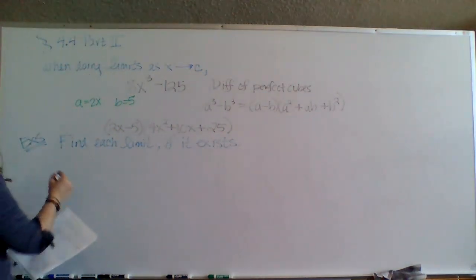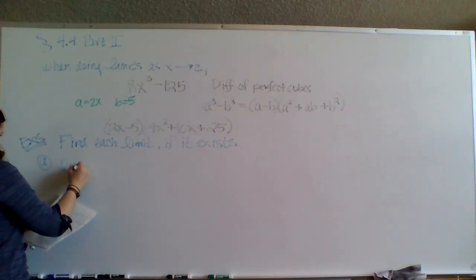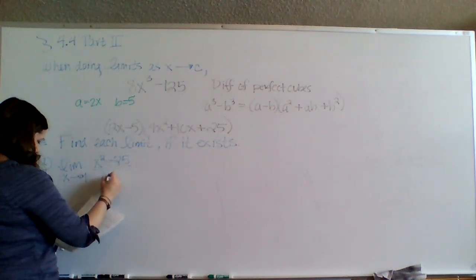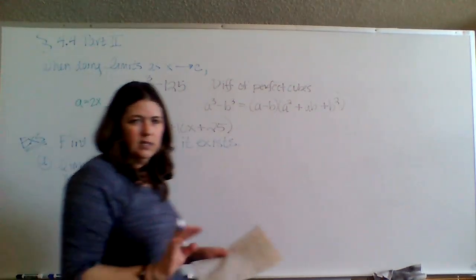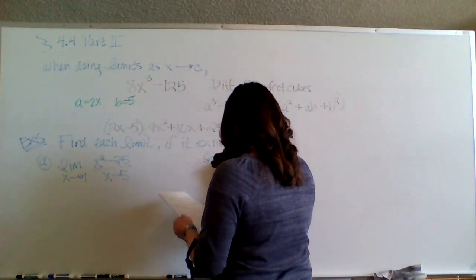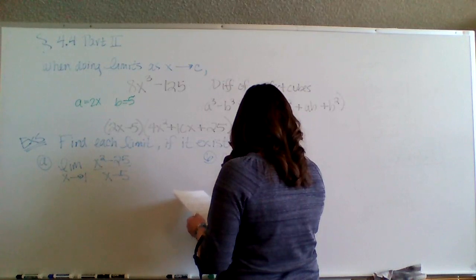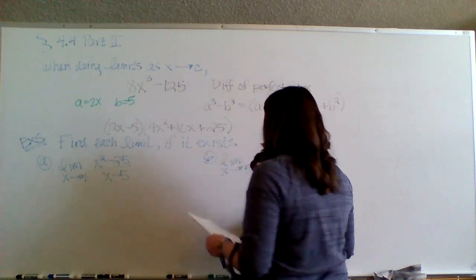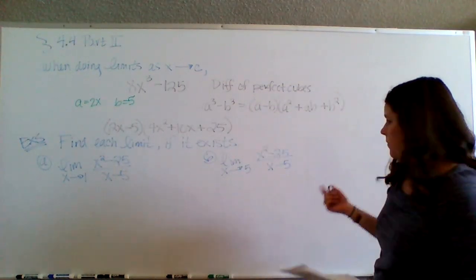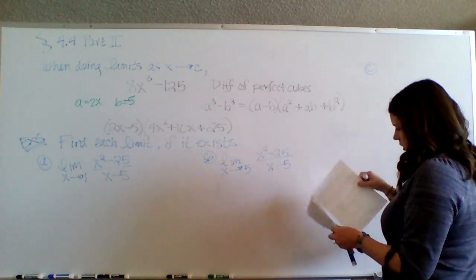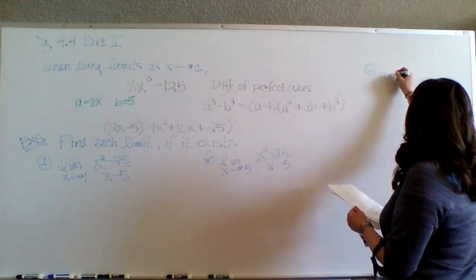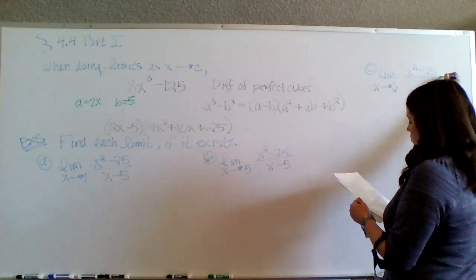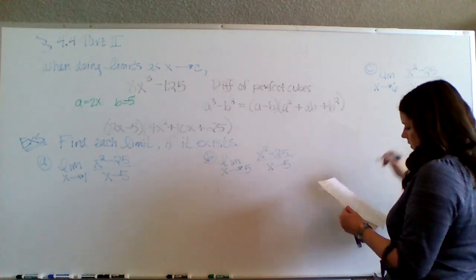Okay, so kind of putting it all together. Letter A, the limit as x approaches 1 of x squared minus 25 over x minus 5. Okay, I'll give you a second to write that down. Letter B, the limit as x approaches 5 of x squared minus 25 over x minus 5. Notice we have the same rule for both of those, but we're approaching a different c. And then letter C is the limit as x approaches 6 of that same rule, x squared minus 25 in the numerator, but it's an x minus 6 down in the denominator.